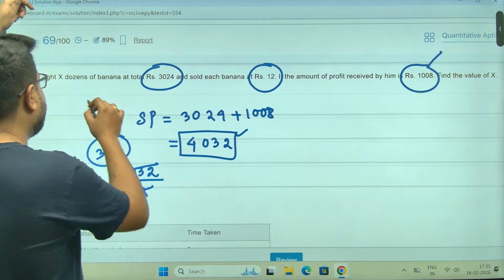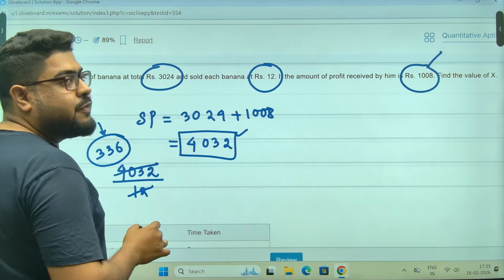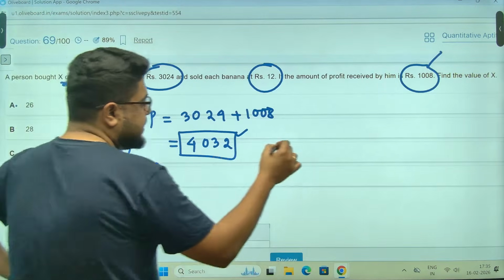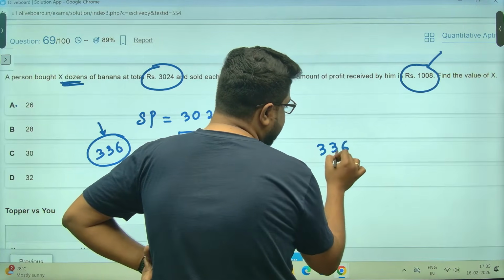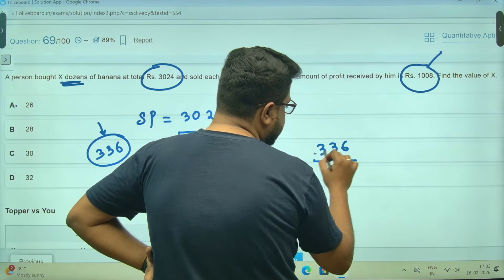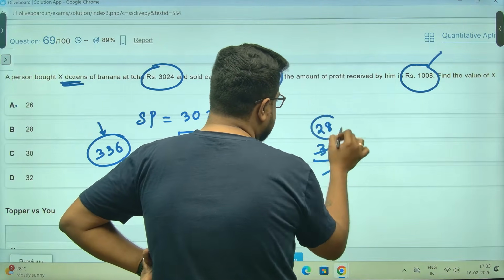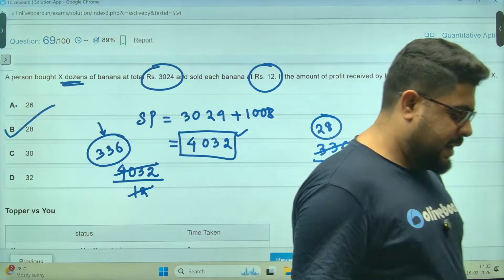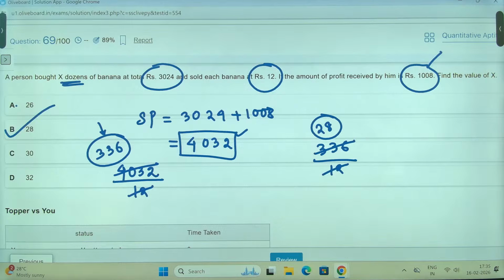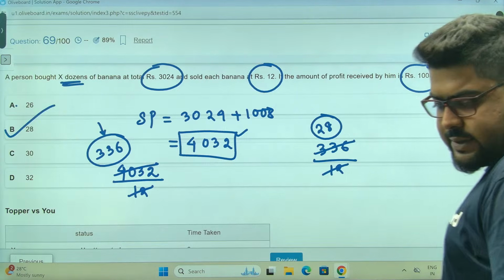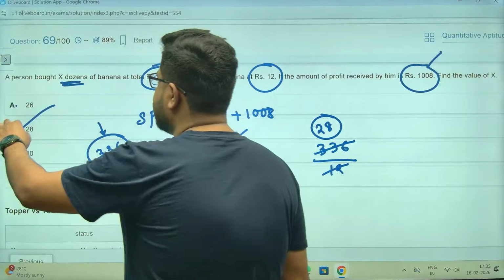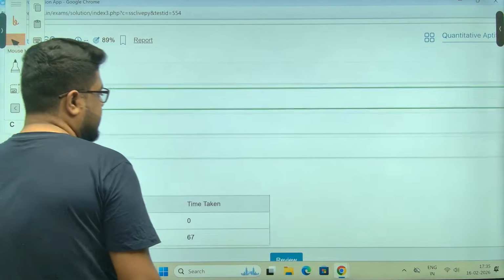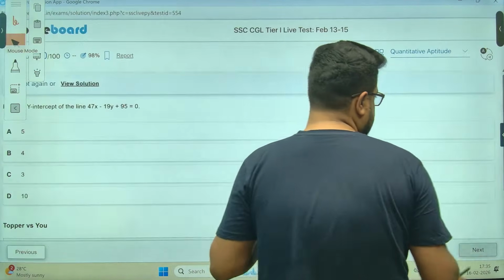Now they are asking how many dozens, the value of x. So these many bananas is equal to how many dozens, divided by 12, sir? 28 dozen bananas. Option D definitely is your correct answer, sir. Done. You see, simple question.